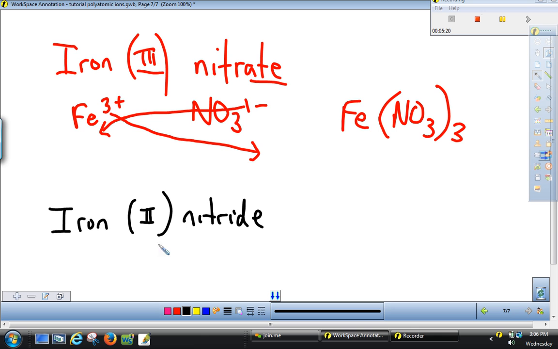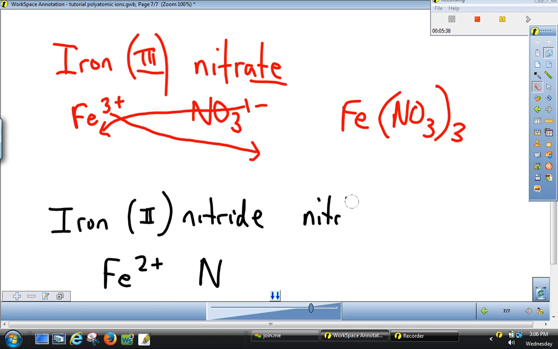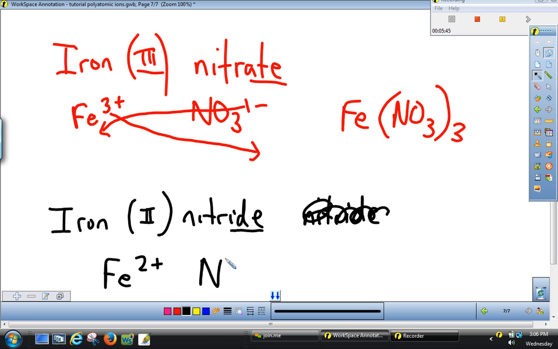Let's compare that to iron(II) nitride. Iron(II) is iron that has a positive 2 charge. Nitride refers to nitrogen. So remember, if we have a negatively charged ion, an anion, and it has a charge, we replace the ending of the name of the element that's the anion with -ide. So nitride, you see the -ide ending, refers to nitrogen that has a negative 3 charge.